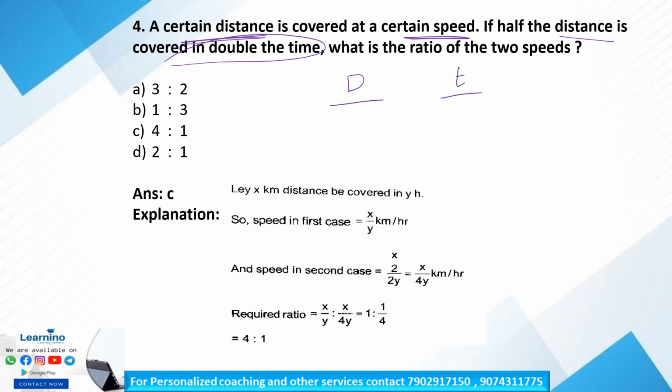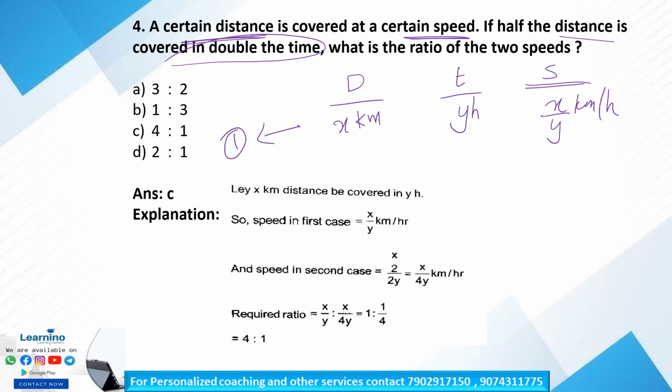Initially x kilometer distance is covered in y hours. So speed in first case is what? Speed is equal to distance divided by time. So x by y kilometer per hour. So this is the first case.